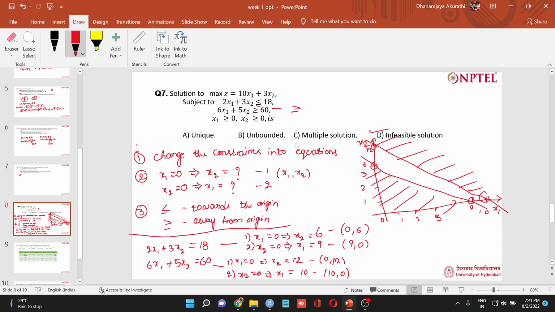In case of multiple solutions, you can obtain more than one point with the same maximum or minimum objective value. An unbounded solution means if we plot in the same way we get a common region, but the objective function can be increased or decreased indefinitely. A unique solution means the optimal feasible solution is only one. In this case, ours is an infeasible solution.